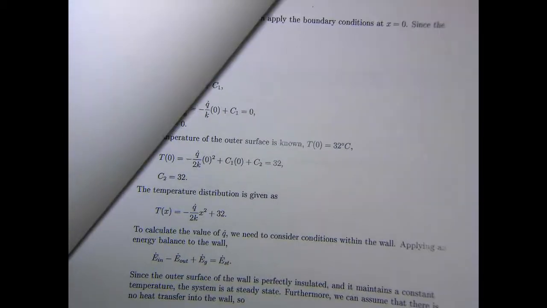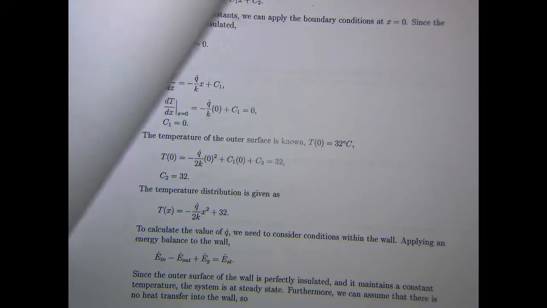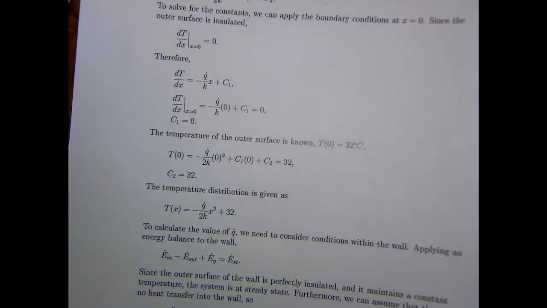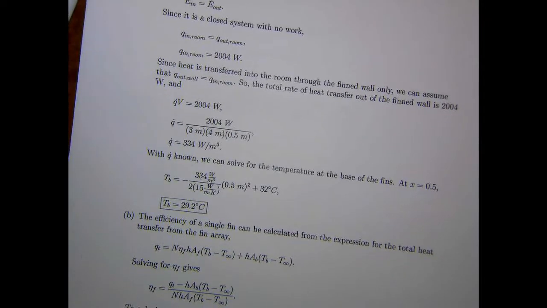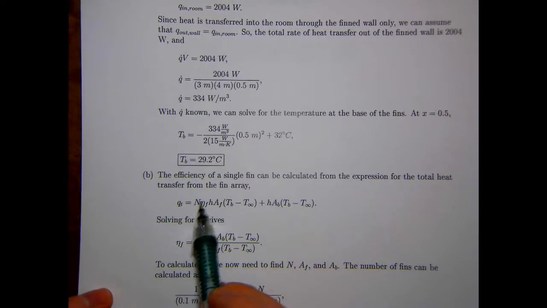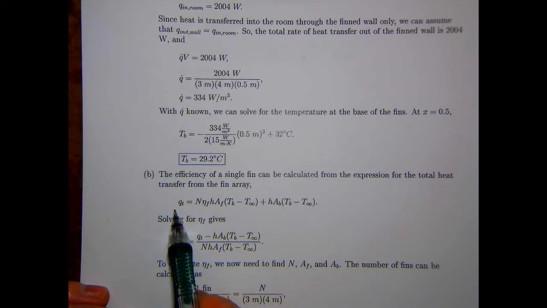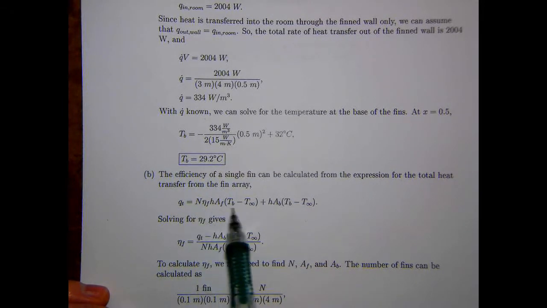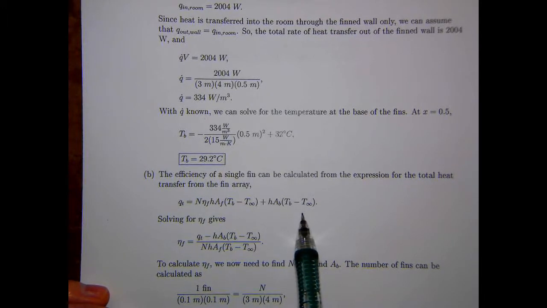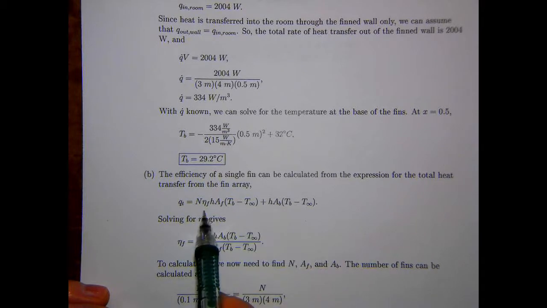I specifically wrote it like this so you didn't have to use those equations for the fins with cosh and sinh and tanh. So you could just take the Q from the fins and use the equation for the total heat transfer rate. So this equation is the total heat transfer rate, the heat transfer from the fins and from the base. And then you can solve for the efficiency of a single fin based on that.